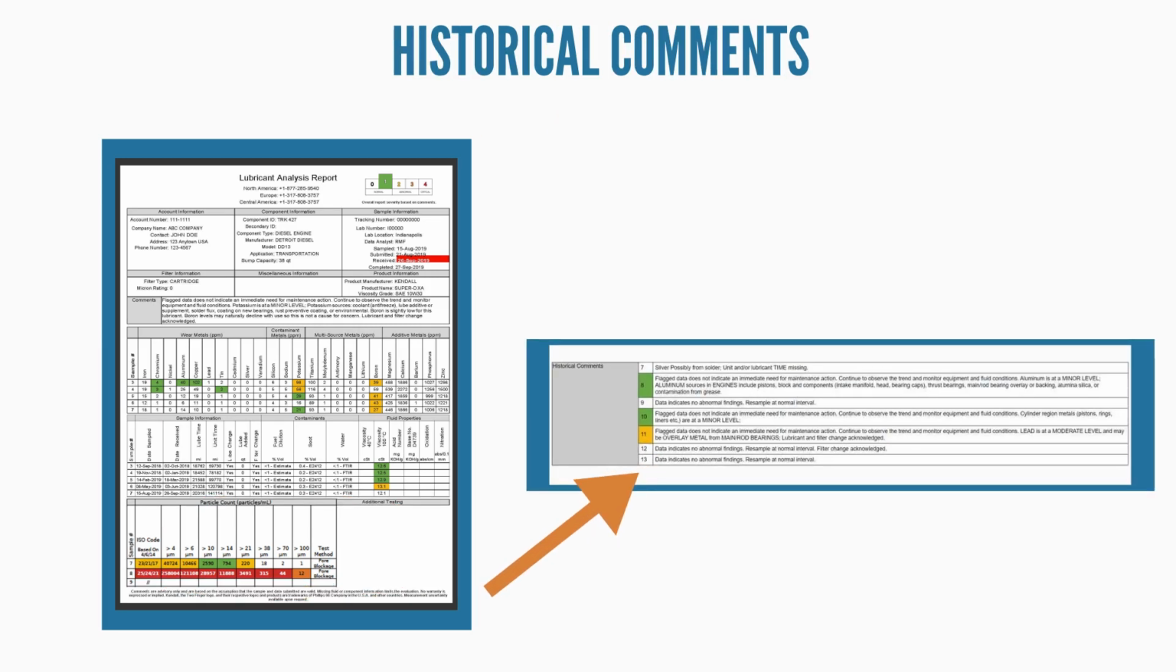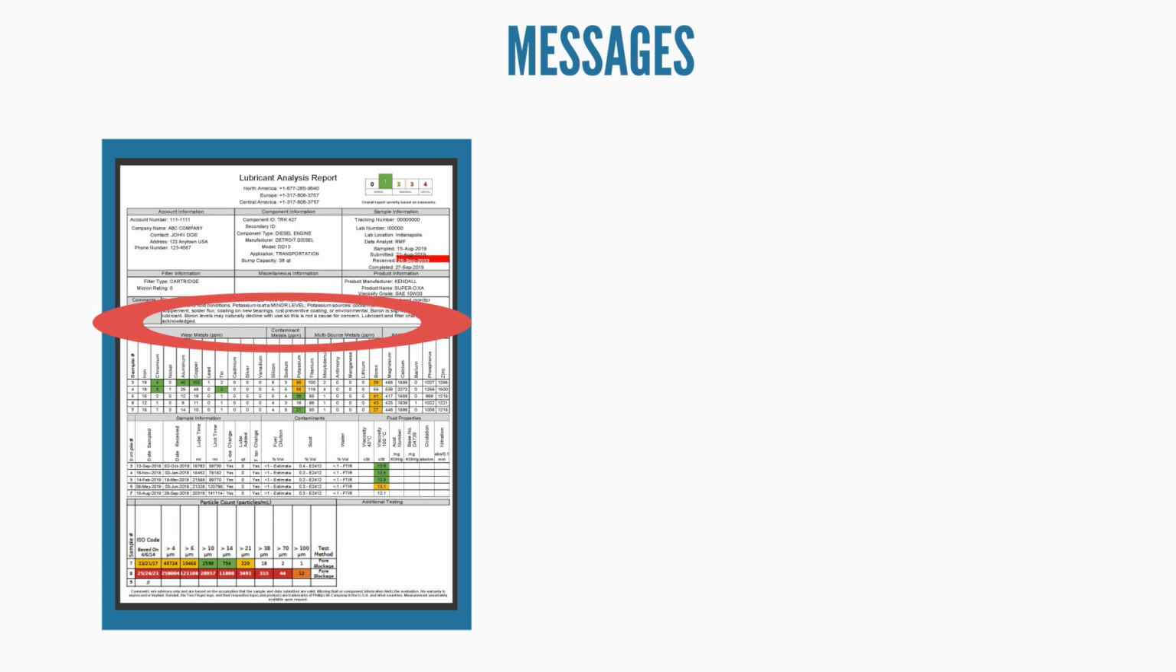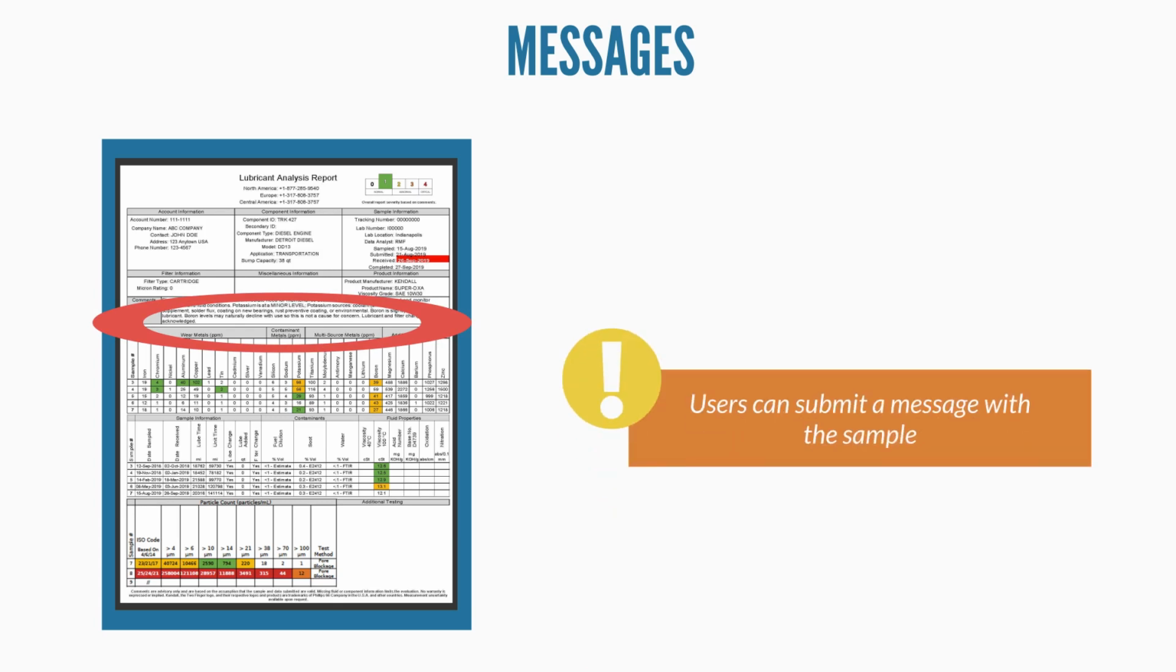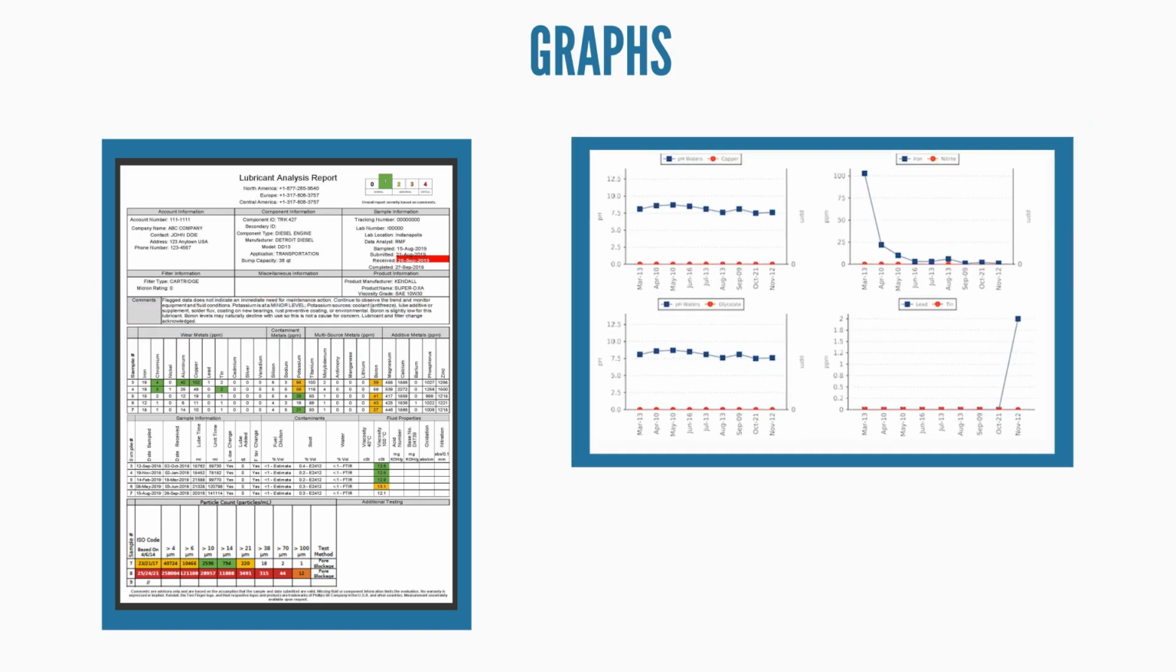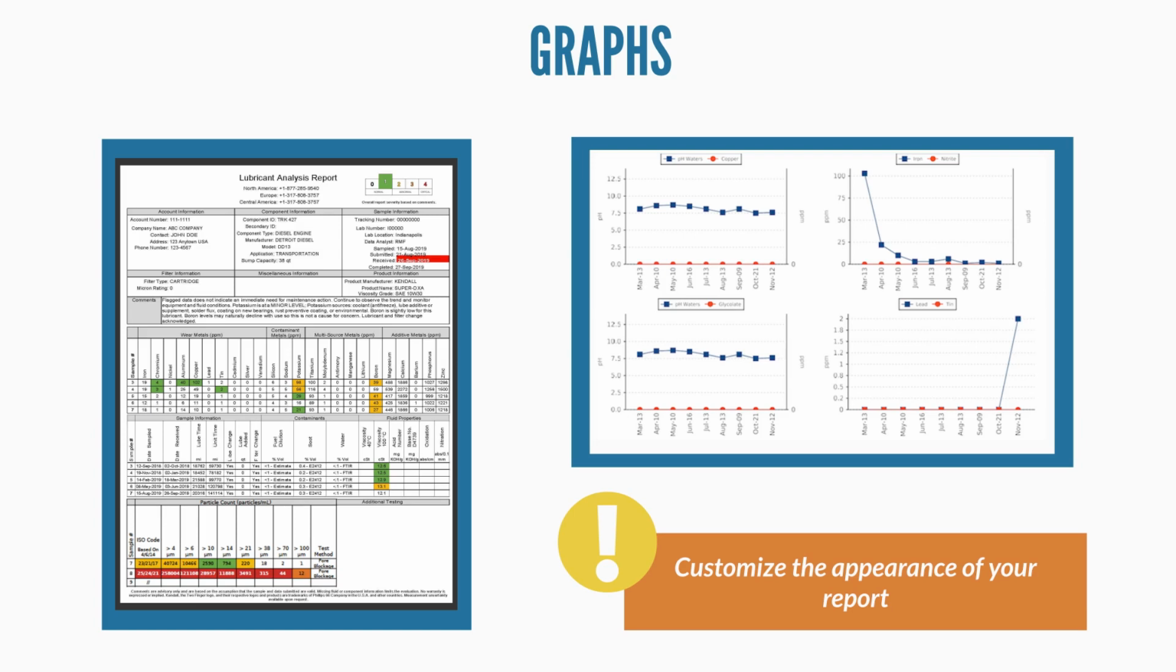Historical comments will be pulled in from previous sample reports, along with the severities for each report for this component. Messages appear below the comment when the user submitting a sample leaves a message with additional information when they submit the sample. These graphs show a trending history of past samples for this component. The graphs displayed on the report can be selected using the Sample Report Display settings under My Settings in your Horizon account. As a Horizon user, you can customize these graphs in your user settings.